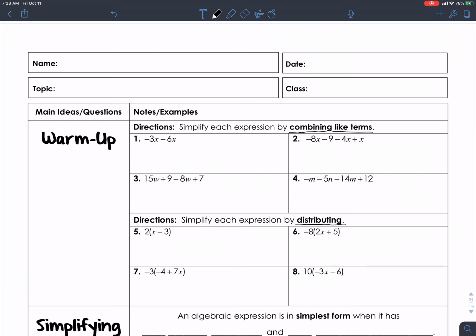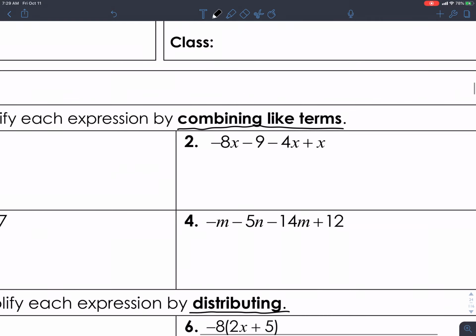So we look at the terms. First, what I would do is maybe underline all the terms. So I'm going to make this a little bit bigger. And remember to underline the sign in front of the term. I underlined the negative in front of the x, the negative in front of the 9, the negative in front of the 4x, the positive in front of the x. Those are each separate terms with their sign. Now remember, if that negative 8x did not have a sign in front of it, what would that mean? It would mean it's a positive.